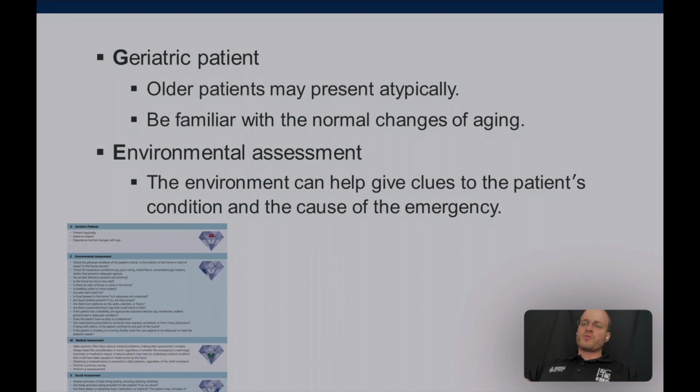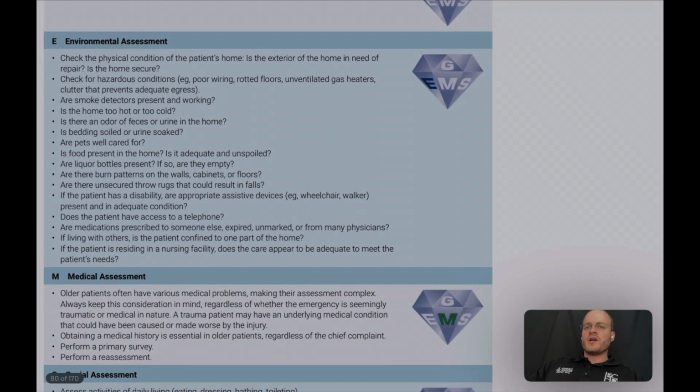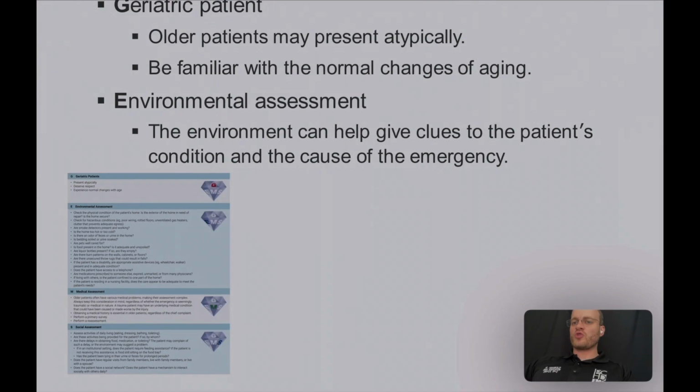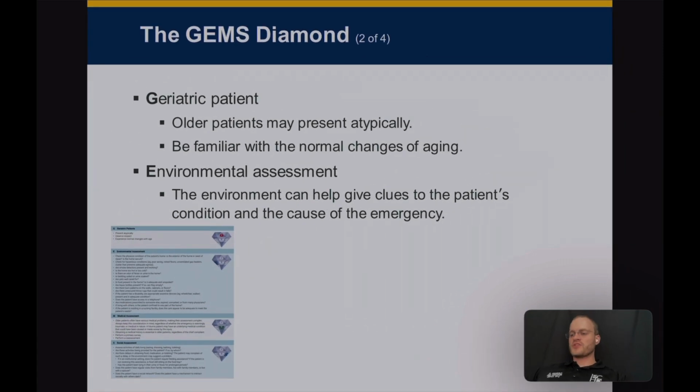And then the E is more of environmental assessment. The environment can help give us clues to the patient's condition and the cause of the emergency. So we'll just read some of these. You'd want to check the physical condition of the home, check for hazards like poor wiring, rotted floors, clutter, area rugs. Area rugs are a very common cause of falls, so are pets. Is the home too hot or cold? Does it stink? Are the pets cared for? Are there liquor bottles? Are they empty? Does the patient have access to a telephone? Do they have running water? All these things that you would look for in an environment of an older person.